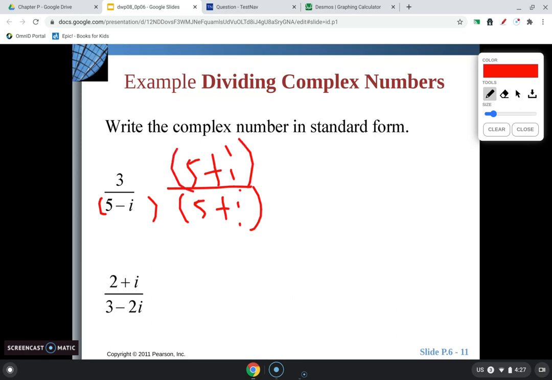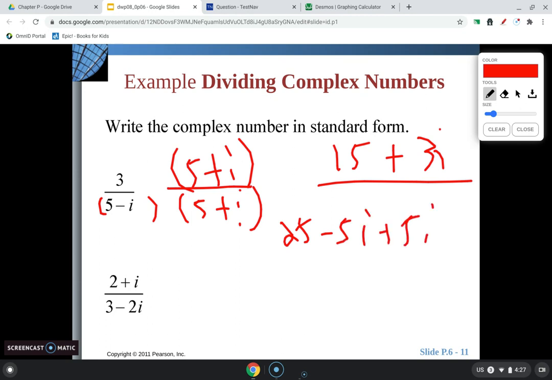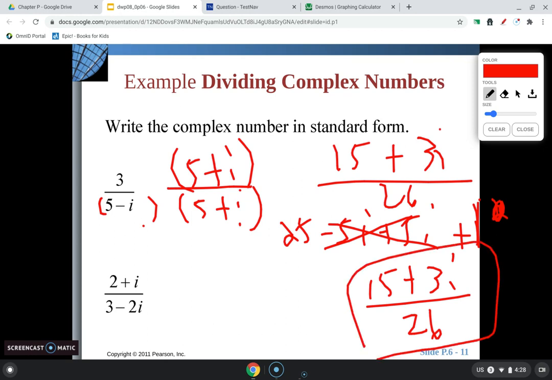Okay, so when I do the top, I get 15 plus 3i. When I do the bottom, I'm going to get 25. And then remember, my i's are going to cancel because it's going to be minus 5i plus 5i. And then last times last would be minus i squared. Well, that's going to cancel. And then negative i squared becomes positive 1 because that gets multiplied by negative 1. So 25 plus 1 is 26. So your final answer is going to be 15 plus 3i over 26.